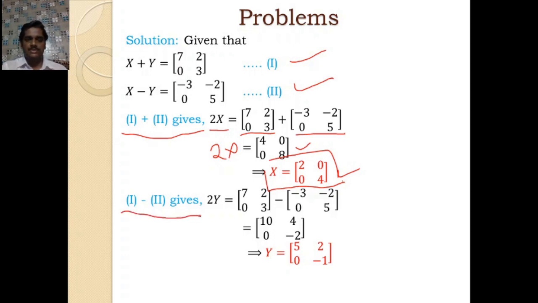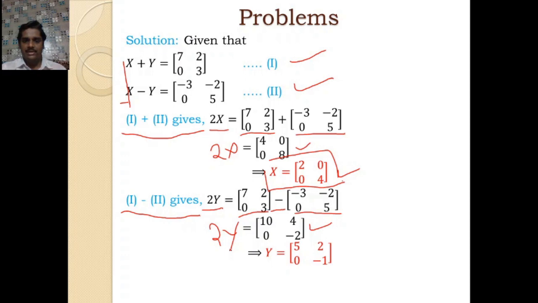Do 1 minus 2. So if we do 1 minus 2, this x minus x is 0, plus y minus of minus y is 2y. So that will give you 2y. First matrix minus second matrix. So if you perform this matrix subtraction, you'll get this. And that is the value of 2y.